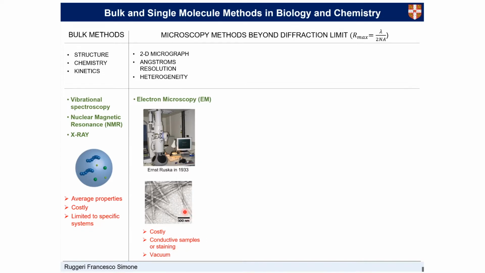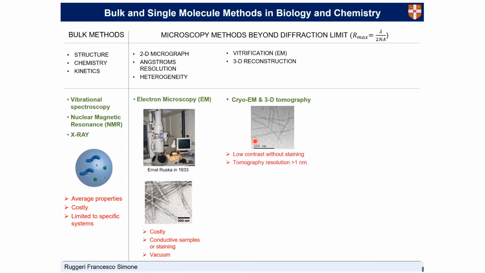A major advance then happened with the advent of cryo electron microscopy, which enables evaluating the 3D structure of biomolecules with excellent resolution, in the order of angstroms. However, because there is no staining, as in conventional electron microscopy, there is very low contrast. It's very difficult to see very small molecules. And this is not a true 3D technique.